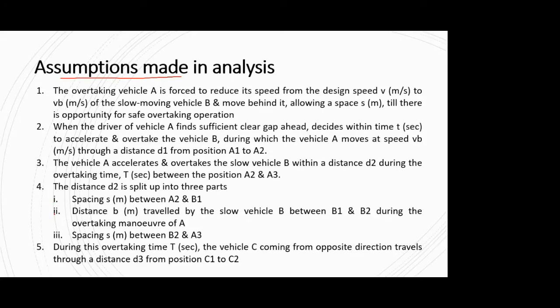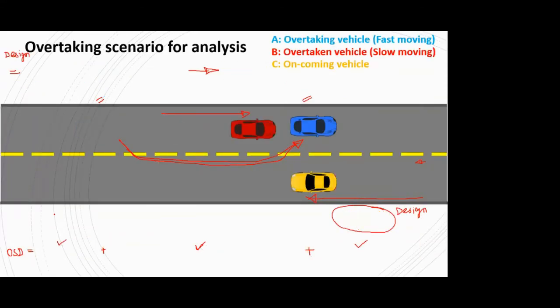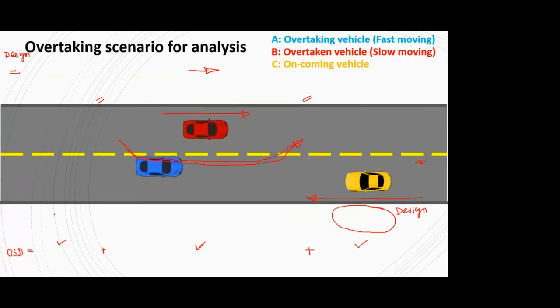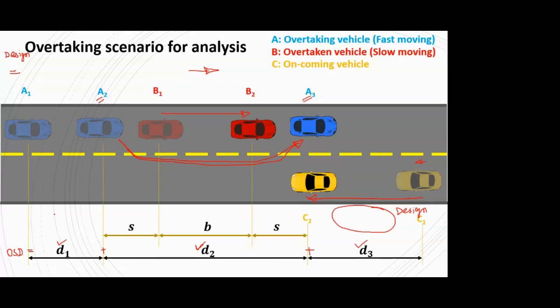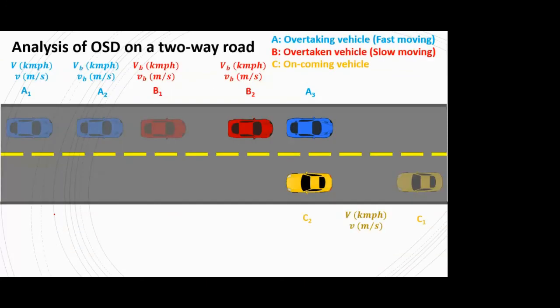But the main story remains the same as I have shown in this slide itself: what the overtaking operation is, what the different locations are that we have frozen, what the distances between them are, and what the speeds are at different locations. The same story is given in these 2 slides. You can just read it on. Now coming to the actual analysis.